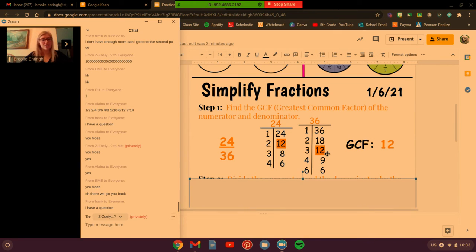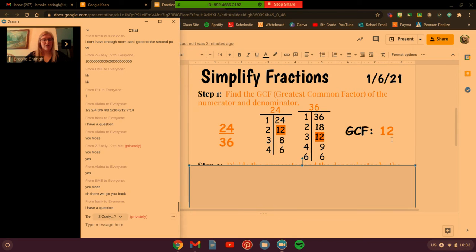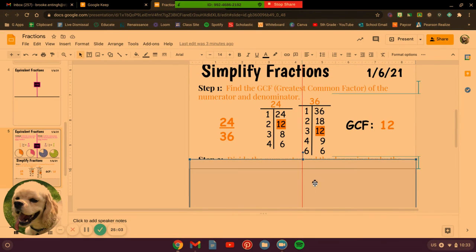No, 12 is the largest factor they both have in common. So for 24/36, the greatest common factor, the greatest number that goes into both our numerator and our denominator, is 12. So we've completed step 1, finding the greatest common factor, 12.